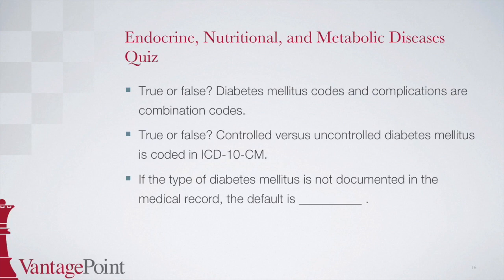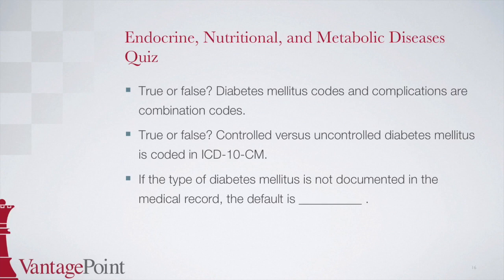Now it's time for our quiz. Our first question is, true or false? Diabetes mellitus codes and complications are combination codes. Our second question is, true or false? Controlled versus uncontrolled diabetes mellitus is coded in ICD-10-CM. Our final question is, if the type of diabetes mellitus is not documented in the medical record, the default is blank. You can pause the webinar to write down your answers and then hit play to find out if you were correct.